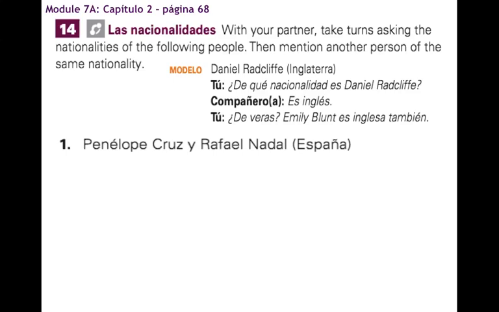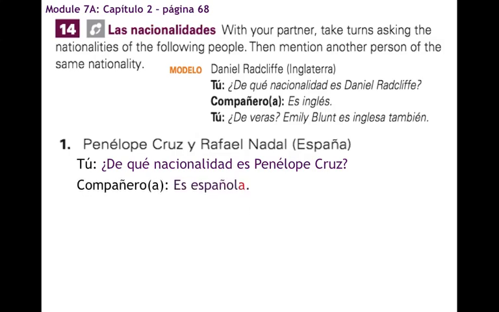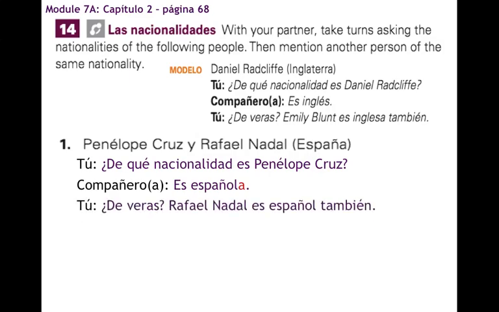Penélope Cruz y Rafael Nadal from España. So I'm going to ask the question, ¿de qué nacionalidad es Penélope Cruz? And I want you to say she's Spanish. Es española. And I'm going to respond, ¿de veras? Rafael Nadal es español también, but of course I have to say Spanish in the masculine form. Let's go to ejemplo dos.